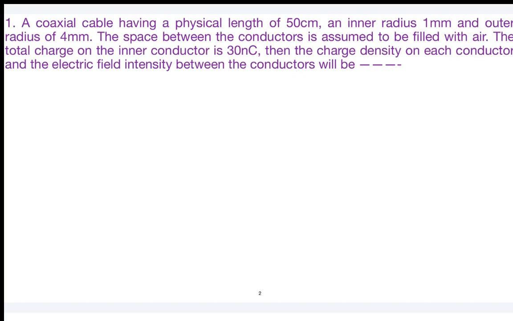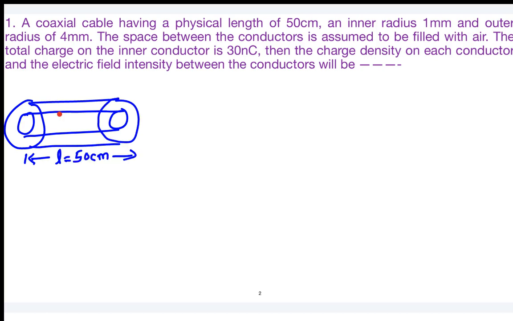So you can try to put it in a diagram. So this is a coaxial cable. First thing, the length of the coaxial cable here is given as 50 centimeters. And consider A is the inner conductor radius and B is the outer conductor radius. So in the question, A is equal to 1 mm and B is equal to 4 mm. The space between the conductors is filled with air. And the total charge on the inner conductor is given as 30 nanocoulombs.